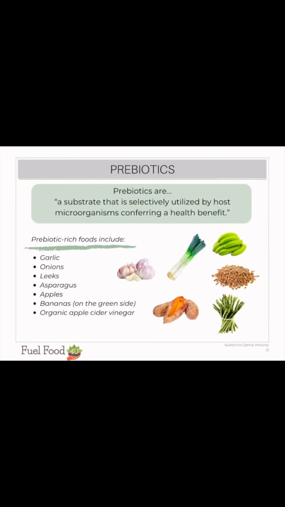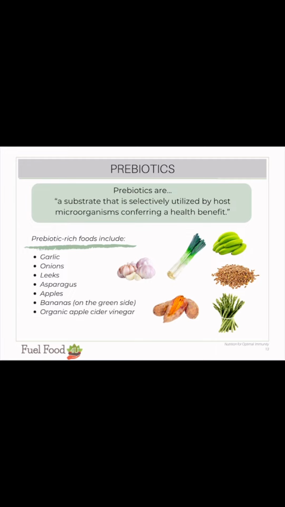Prebiotics are food that your gut bugs love. They are fibers that tend to be non-digestible, but are metabolized by your gut bugs, and in the process they release short-chain fatty acids. Prebiotic foods include garlic, onions, leeks, asparagus, apples, bananas that are on the greener side, as well as organic apple cider vinegar. The combination of prebiotics and probiotics is called synbiotics.